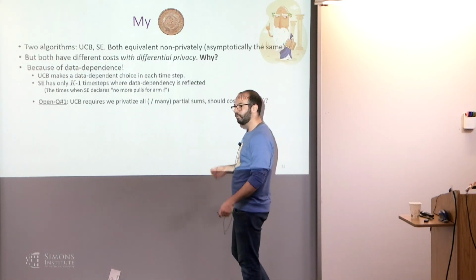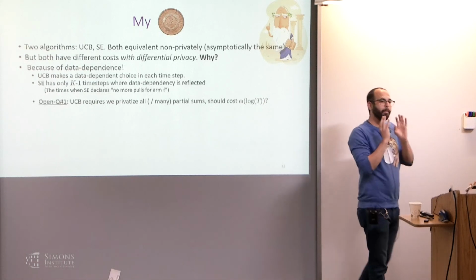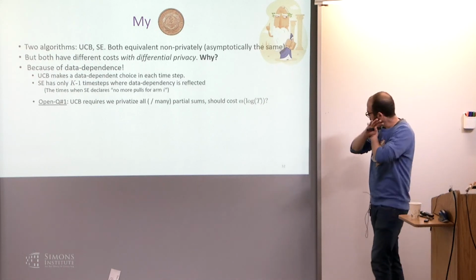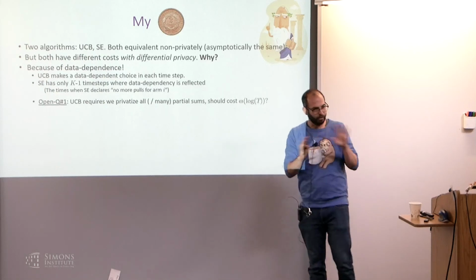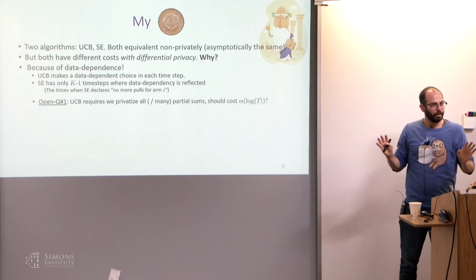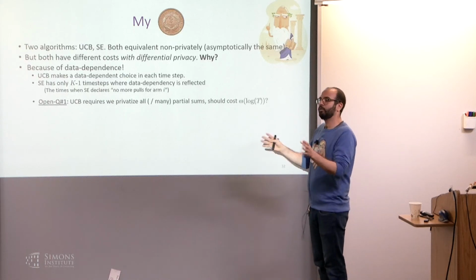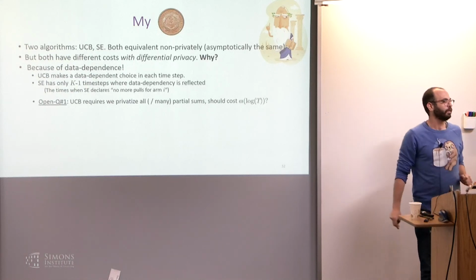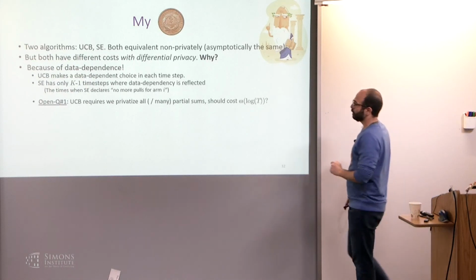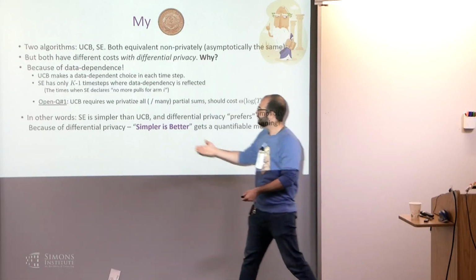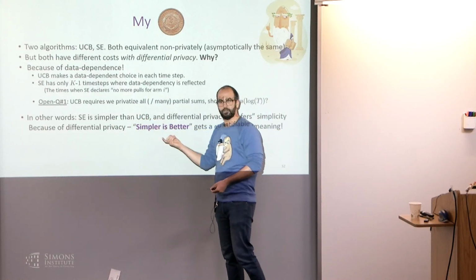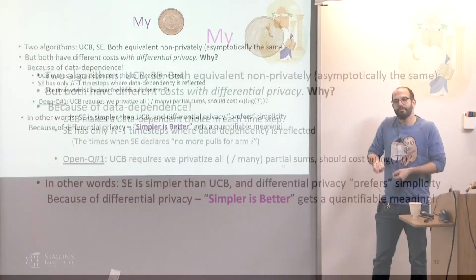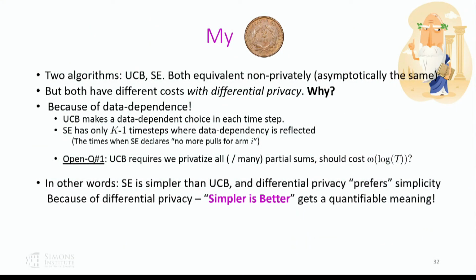Whereas successive elimination has basically only k-1 meaningful days in which it declares, I don't want to pull arm 17 anymore. I don't want to pull arm 33 anymore. And only if you know these days, the rest of what the algorithm pulls is obvious, sequentially each arm after another. So we can think of it as successive elimination being more simple than the UCB algorithm, and differential privacy as a tool that prefers simplicity, that puts a quantitative price to being simple.